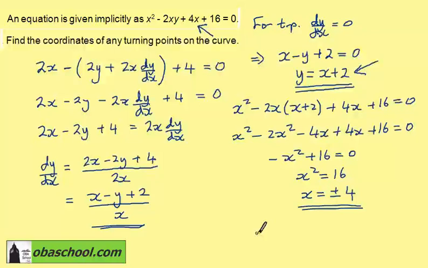Now, if x is equal to 4, then y is 4 plus 2, which is 6. If x is equal to negative 4, y is negative 4 add 2, which is negative 2.